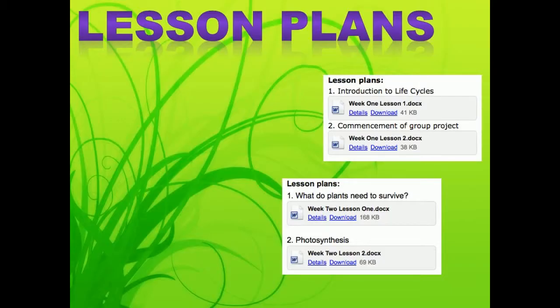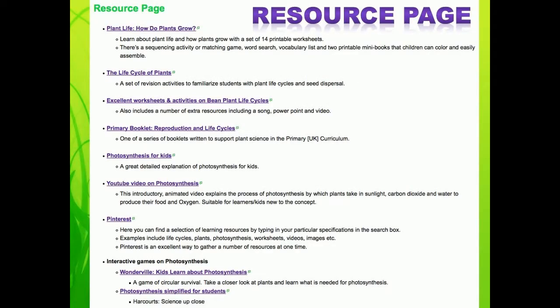On each week's page, 2 lesson plans will be provided in PDF format for teachers to download. These provide a detailed description and format of that week's lessons. Lastly, our resource page. This contains over a dozen excellent resources for teachers and students. This includes games, quizzes and videos. Each can be used to enhance any one of our lessons.